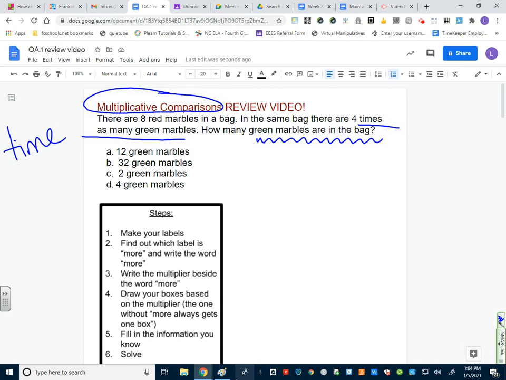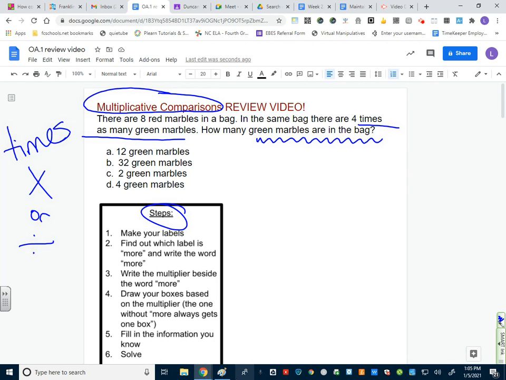Anytime it uses the word times as much, times as many, times greater, times anything, we're not adding or subtracting, we're comparing using equal groups or multiplication. So we're either going to be multiplying or we're going to be dividing, but it's up to us to use the steps to draw a bar model to decide. So I'm going to model now.